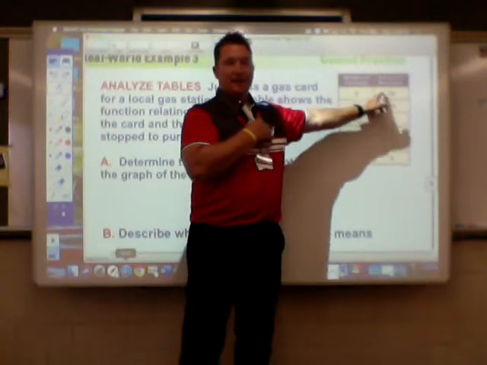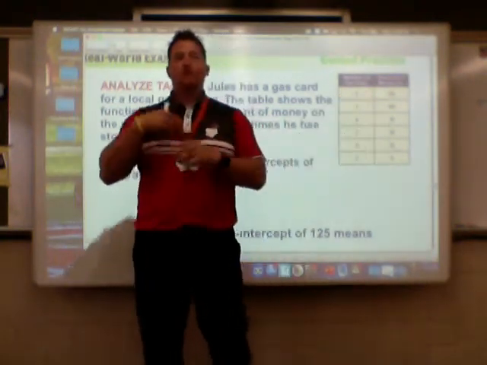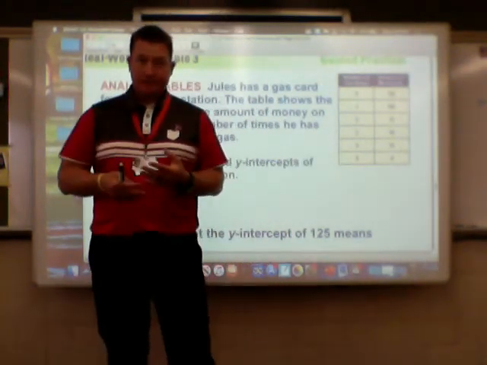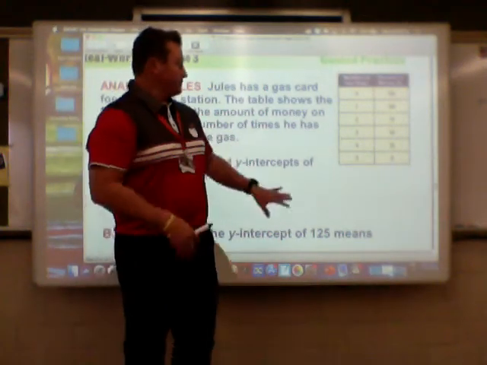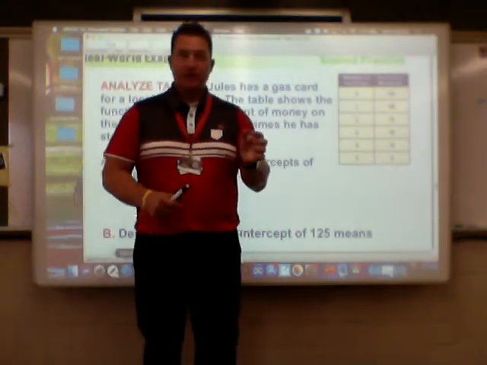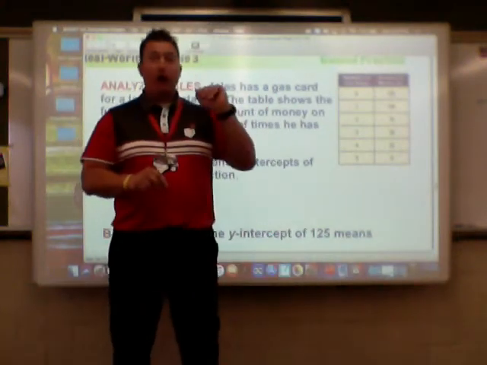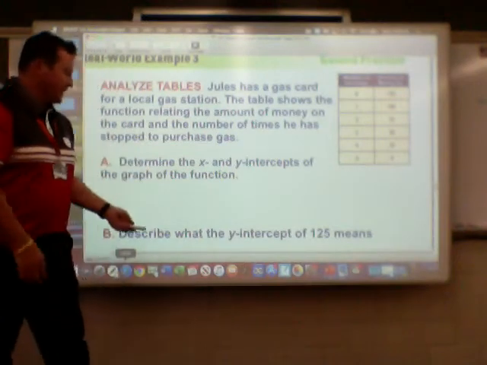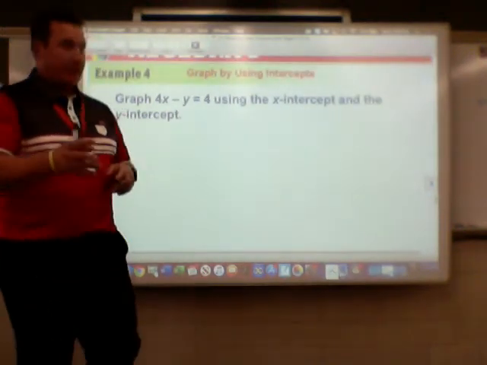Well, it represents the amount of money. What does 0 represent? This. So try to use the 2 variables and the 2 numbers in a sentence. I don't really care which one you talk about first. Here's what I would say. That means when we've stopped for gas 0 times, we still have $125 on our gas card. That's what it means. So in this case, the Y-intercept is just how much money we started out with.